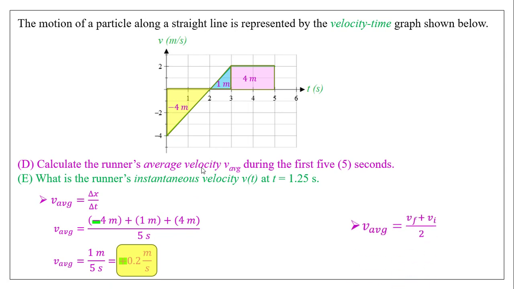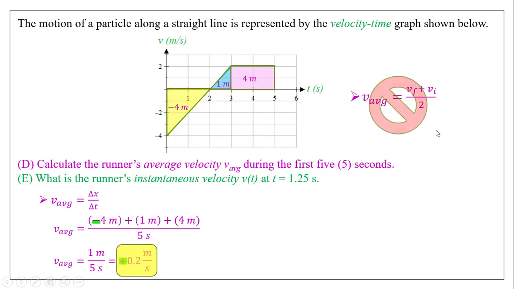Now, let's do part E. Oh, by the way, if you didn't see my previous video, I wanted to point out this particular function here. V average is equal to Vf plus Vi divided by 2. It's only good when acceleration is constant. The fact that part D asks us for the first 5 seconds suggests that in the first segment, the acceleration is a positive 2 meters per second squared, but then from 3 to 5 seconds, the acceleration is 0. So you have 2 different accelerations. Therefore, you cannot use this function here, okay? You can only use this function per segment.